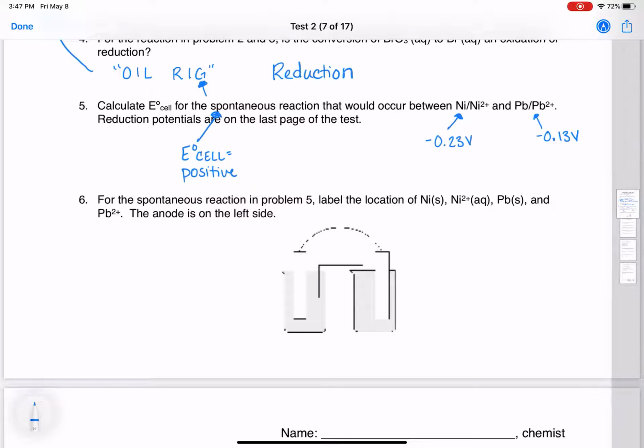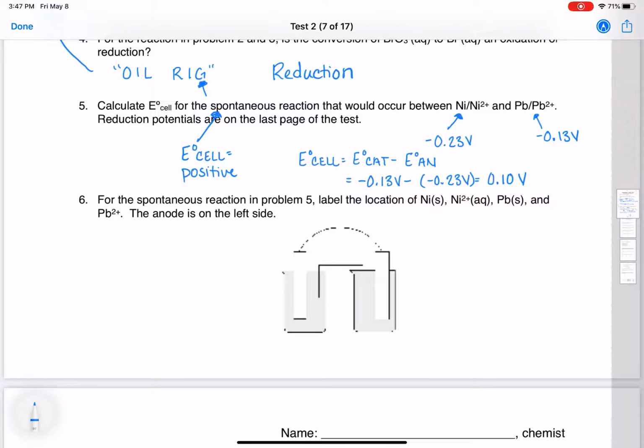The equation for calculating E cell is cathode minus anode. In order for this to end up being a positive number, we need to do negative 0.13 volts minus negative 0.23 volts. That is going to give us a positive 0.1 volts.